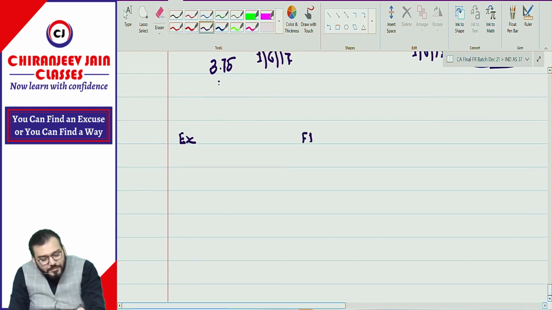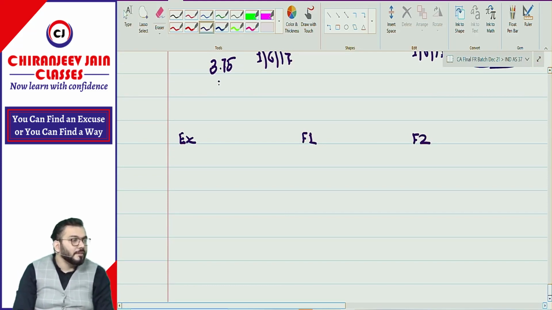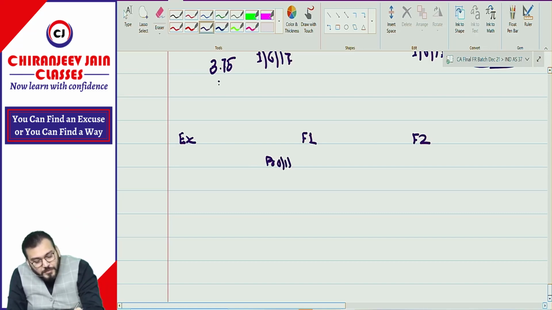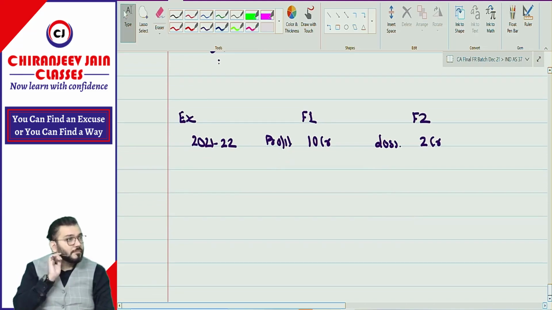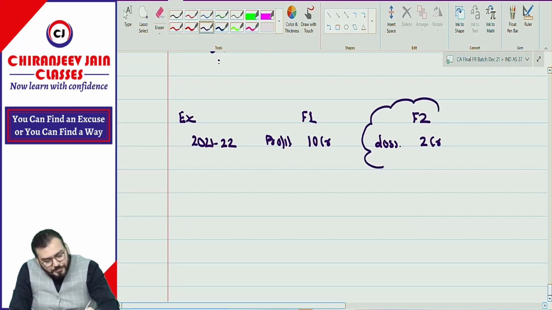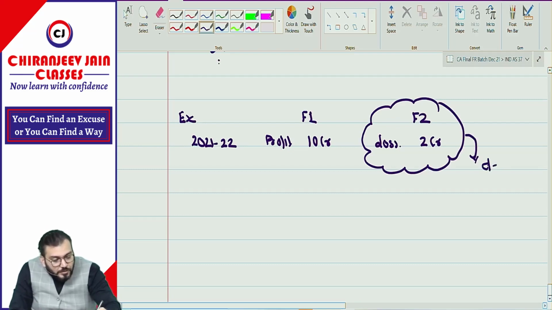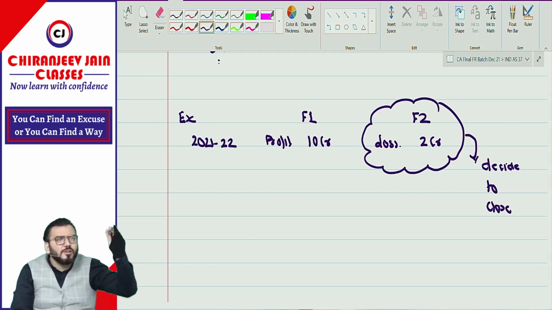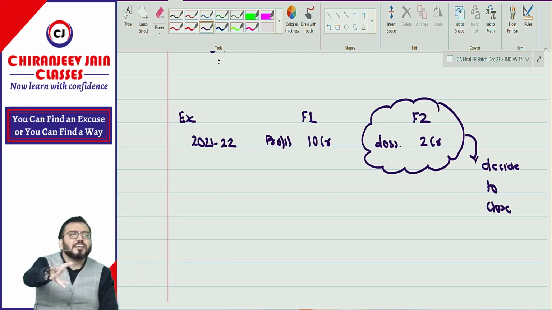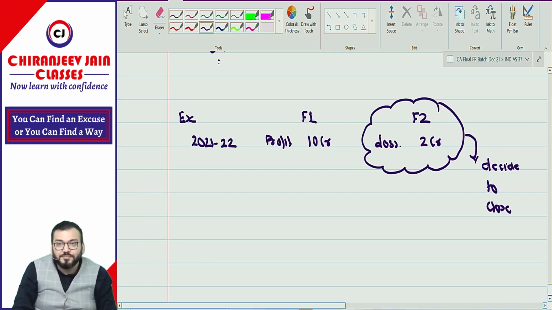Suppose we have one factory 1, and we have factory 2. This factory 1 is profit making. Suppose 10 crore is the profit of the current year, 2021-22, and this factory 2 is loss making, quite possible, correct? And suppose there is a loss of 2 crore. And management has decided to close down, decided to close down, but not yet closed it. Decided, might happen, actual closing may come after 3 years. Decided to close down because of huge losses, correct?